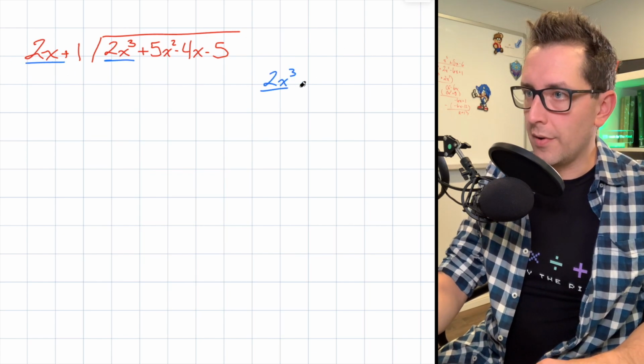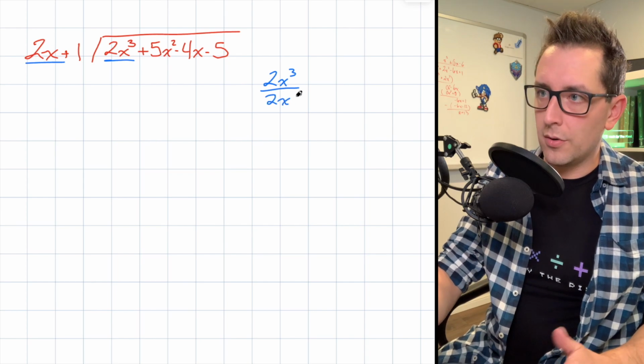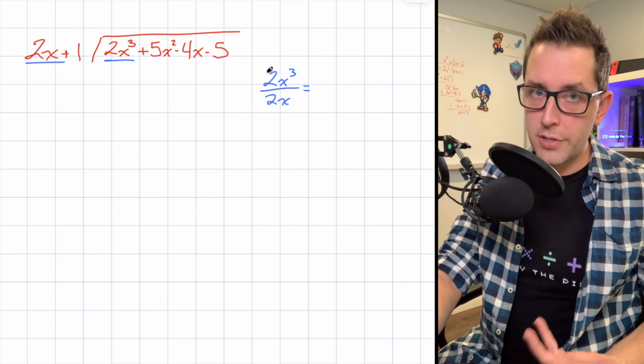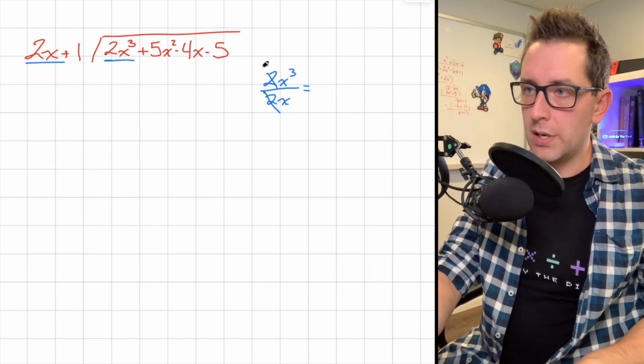Okay, so I'm going to write that divided by 2x, and we're going to see what we get. Whatever we get, we're going to put above our dividend. That's going to be part of our quotient. I know that 2 divided by 2 is 1, so I'm not going to really need those.